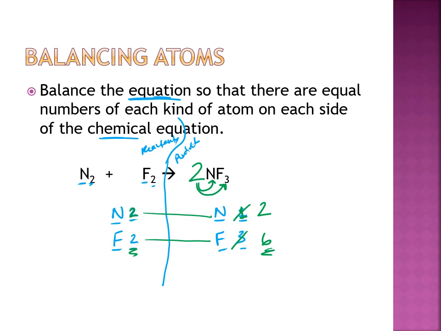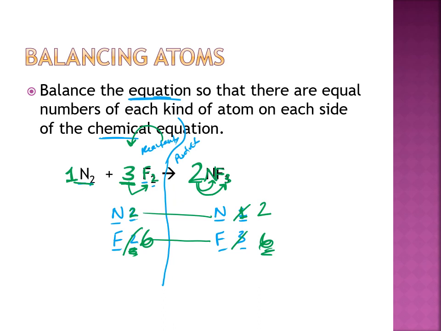So what I'm going to do is come back over to my reactant side, and I'm going to get more fluorines. And how I do that is by putting a coefficient in front of the fluorine. I'm going to do a 3, because 3 times 2 makes 6. And now I have 6 fluorines on this side and 6 on this side. We have a match. And so my balanced chemical equation is going to be, this is an invisible 1. You can write the 1 if you want to, but you don't have to, but you can if you want to. So we're going to have 1 nitrogen and 3 fluorines, and that's going to make 2 nitrogen trifluoride molecules.